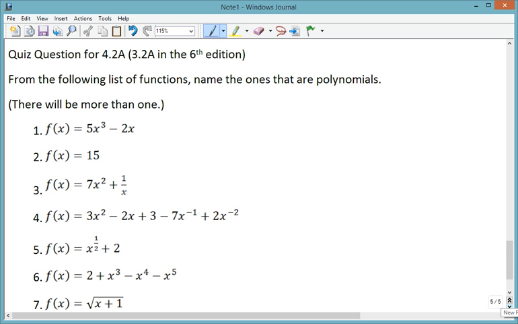So here's your quiz question. I've made a list of 7 functions. I want you to name the ones that are polynomials. There will be more than one. Just list them using a comma to separate them. So go and put those into Canvas as part of the quiz.